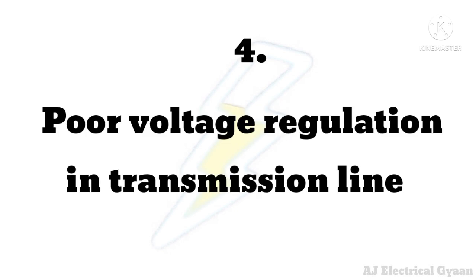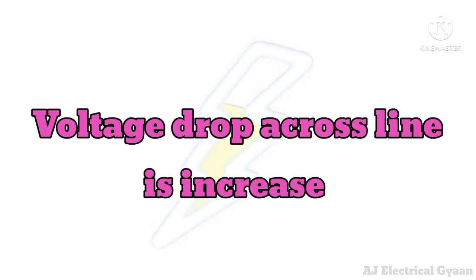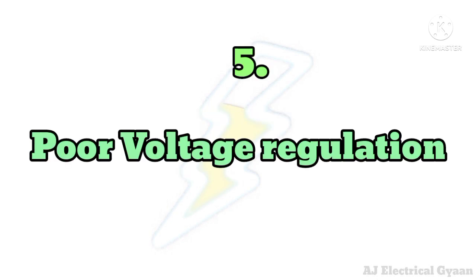Poor voltage regulation. Because of low power factor in the transmission line, high line current flows, thus the voltage drop across the line will increase. Then the receiving end voltage is much smaller than the sending end voltage. Hence, we get poor voltage regulation.